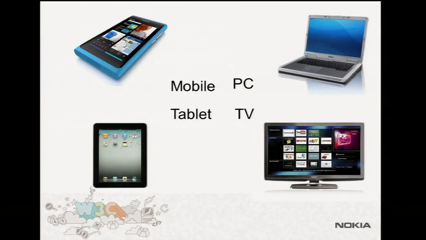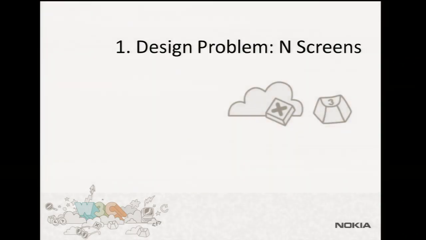So these are the 4 screens I'm talking about today. A mobile, a smartphone with a very advanced browser, a personal computer, a tablet device, and an internet-connected TV. So the first thing I want to give you is a context in which these devices are used. And when you're creating an app for these devices, you should start from the design problem. The design problem is the challenge of these devices, how they live in a particular context.